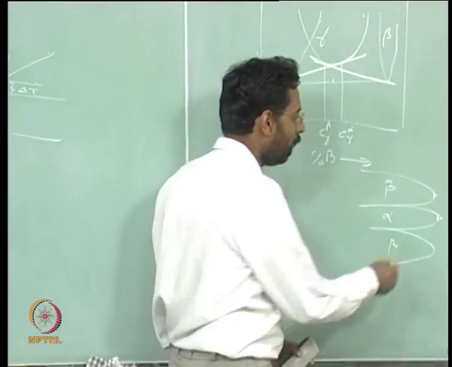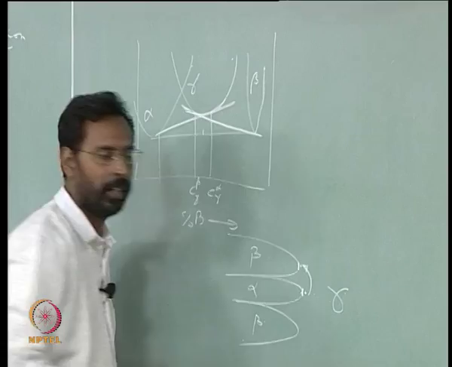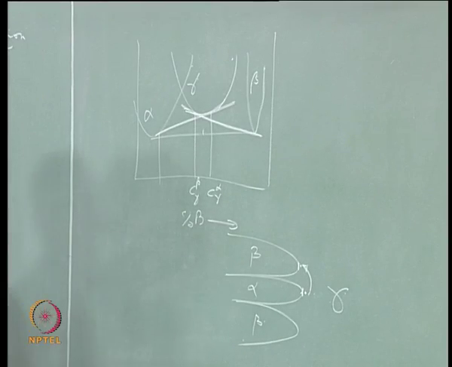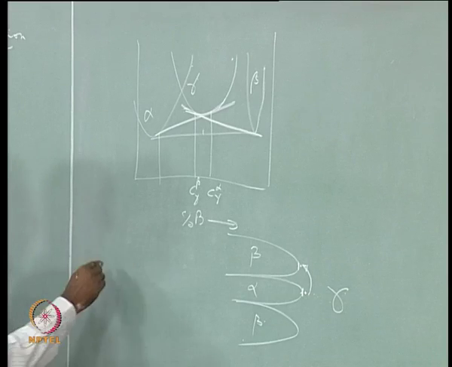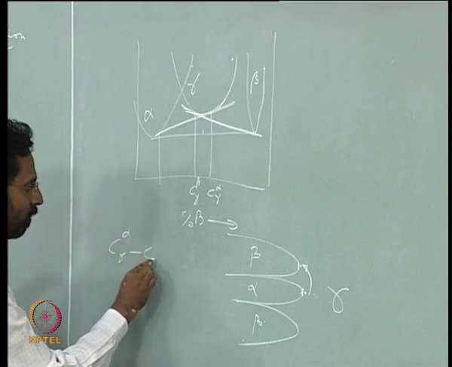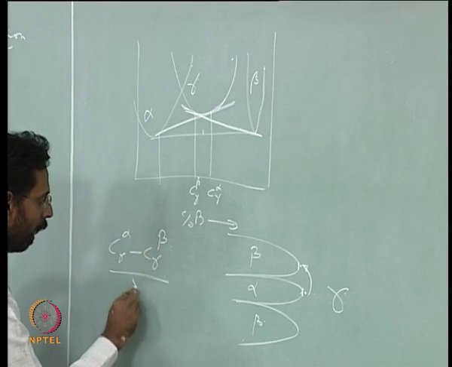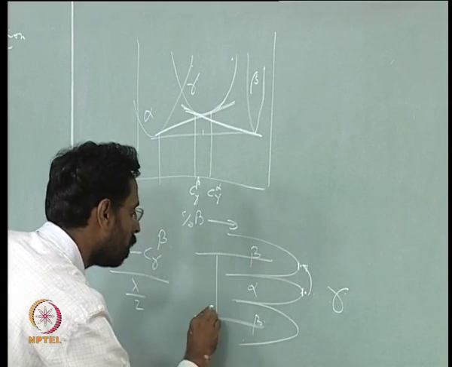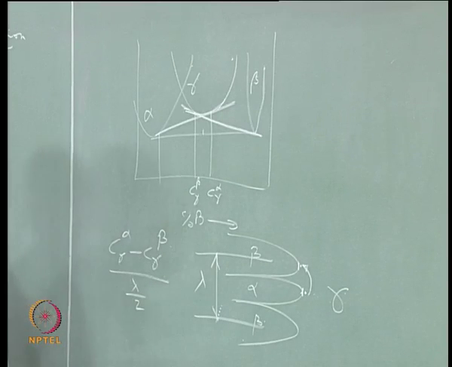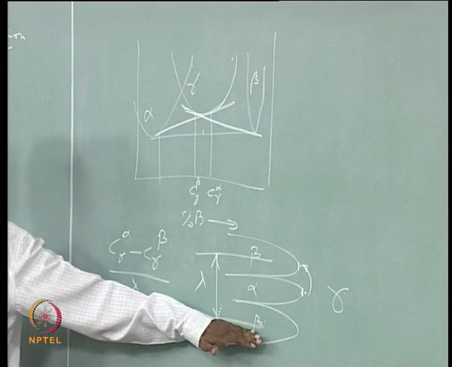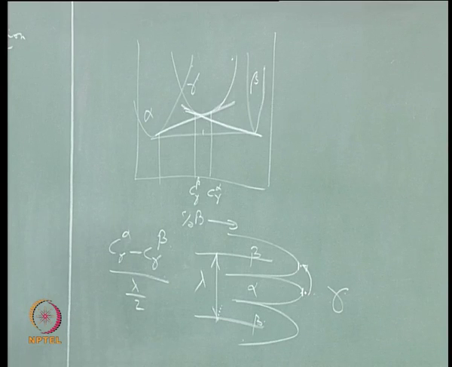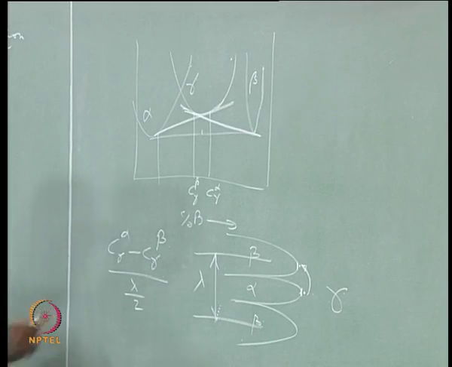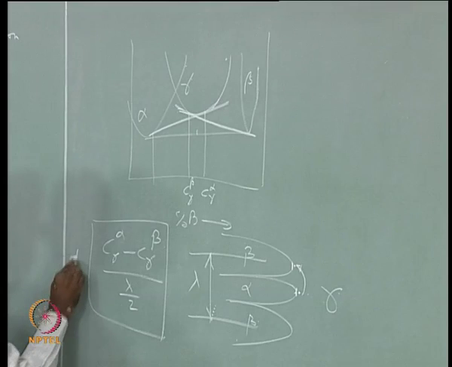As a result, the B atoms will start moving in this direction, and that gradient can be given by C gamma alpha minus C gamma beta divided by lambda by 2, because this whole thing is lambda. That is what we call the interlamellar distance. The center of one beta to the center of another beta is the interlamellar distance, and this distance we are talking about is half of that. So this is what dc by dx is.